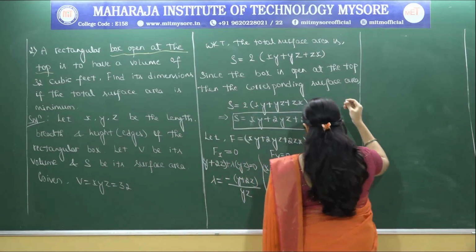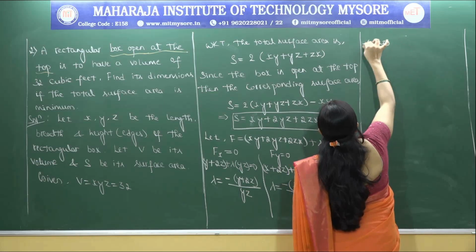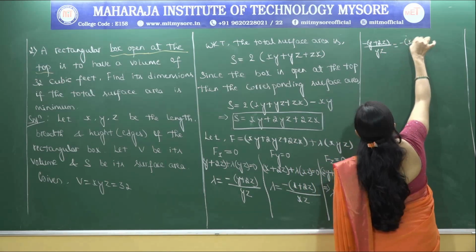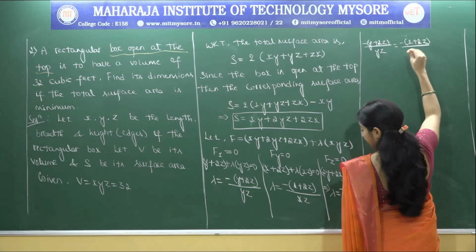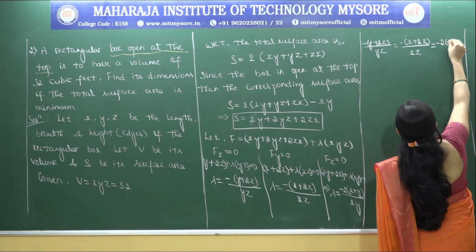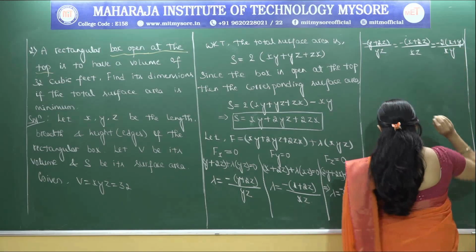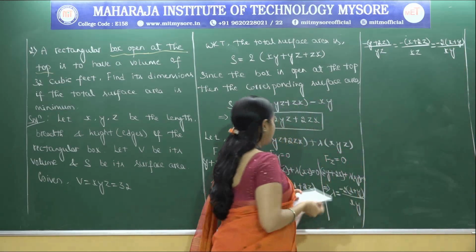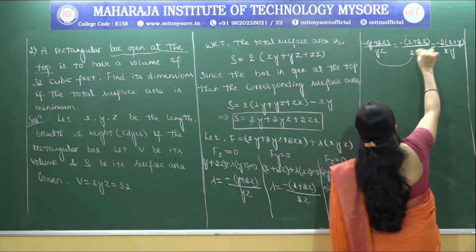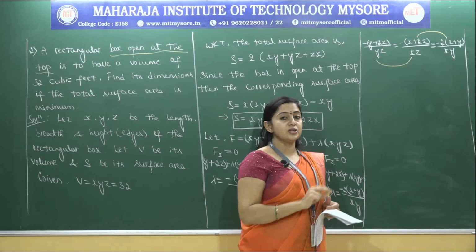So the first one, minus (y plus 2z) divided by yz. Second term, minus (x plus 2z) divided by xz. Last one, minus 2 times (x plus y) divided by xy. Next, equate these two, first and second, then equate the second and the last one, and also first and last terms.